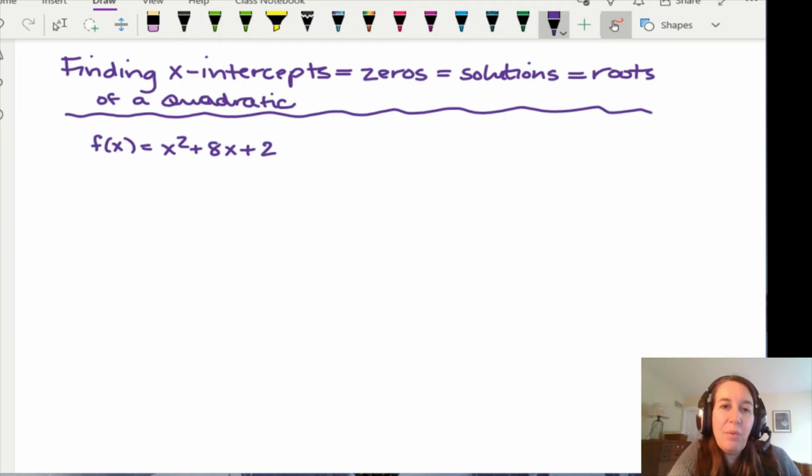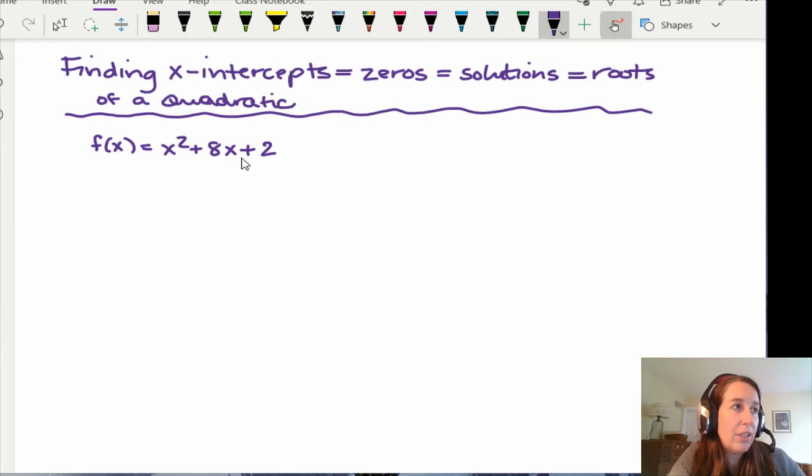Okay, in this video, we are going to talk about other things we can do with a quadratic equation. The main other thing, besides finding the vertex, which would be the minimum or the maximum, is finding the zeros of the quadratic. The zeros are also known as the x-intercepts, so it's where the graph crosses the x-axis, also known as the solutions to the equation, because you're solving for x, or the roots of the equation. So please make sure you understand that finding the x-intercepts or the zeros or the solutions or the roots or solving the quadratic is all the same thing, okay?